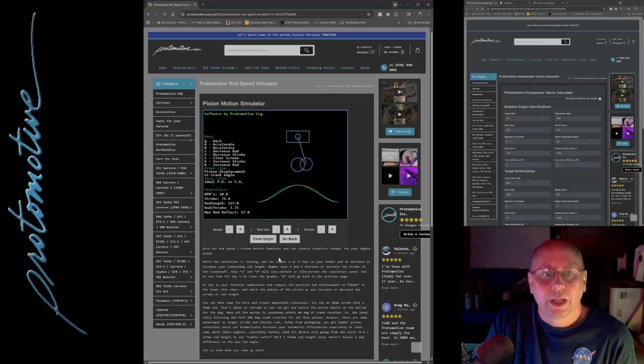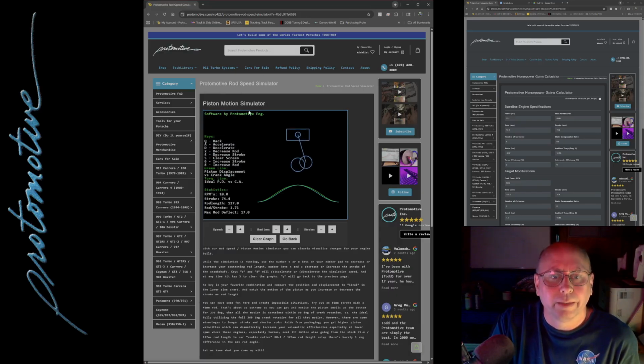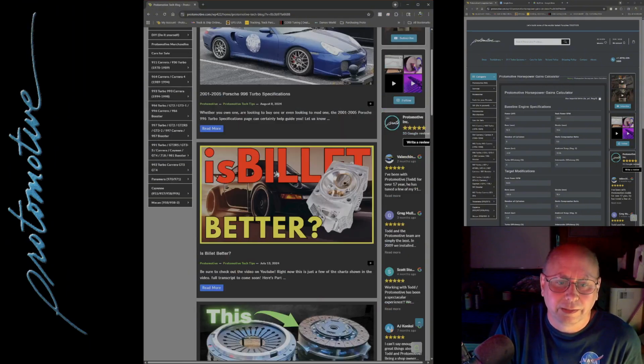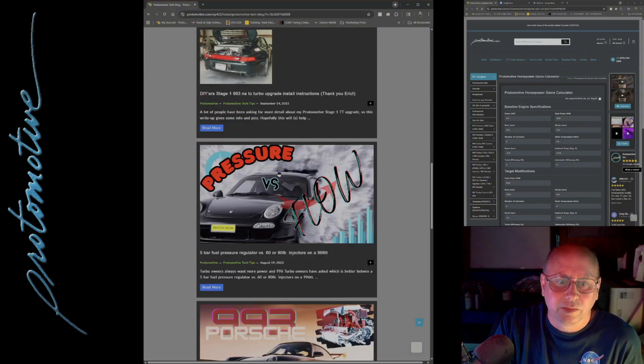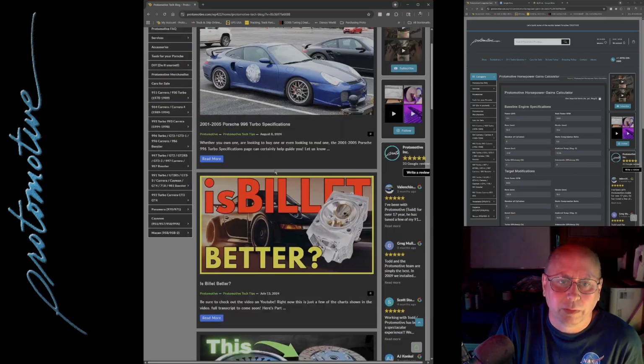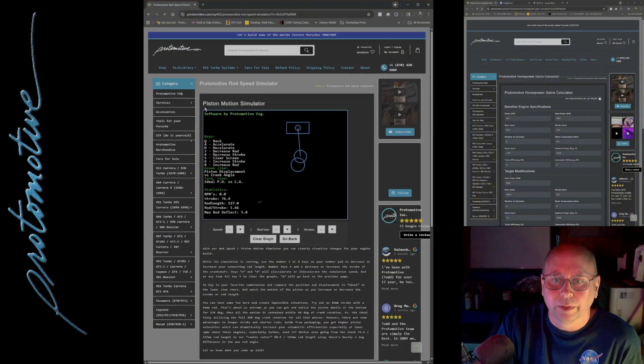So anyhow, we are looking at a Piston Motion Simulator here, one of the other programs or calculators that we have up in our tech library, besides all our Protomotive tech blog stuff that has basically text versions of all our videos if you'd like to read through it and explore and see all the calculations, all the pictures, all the graphs, everything that are within the videos are there to go ahead and read. But go to protomotive.com, tech library, Protomotive Rod Speed Simulator is what we're looking at today.